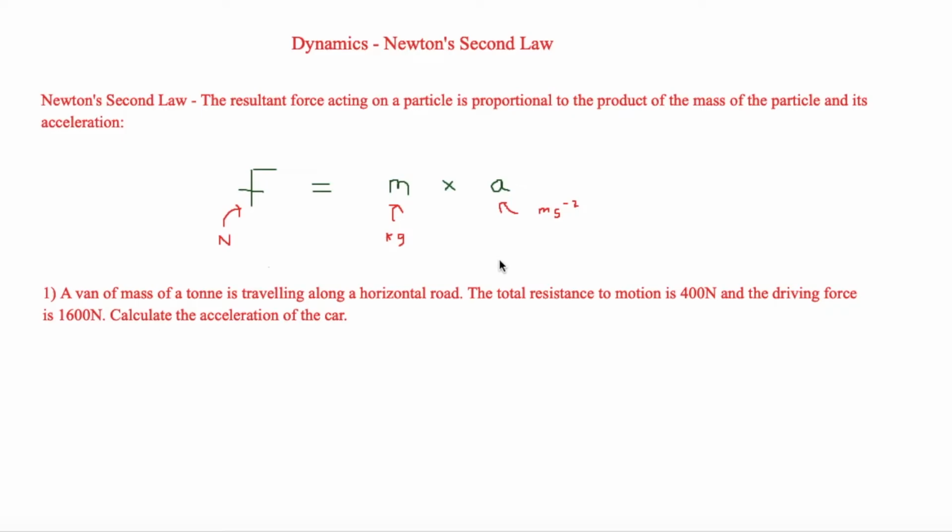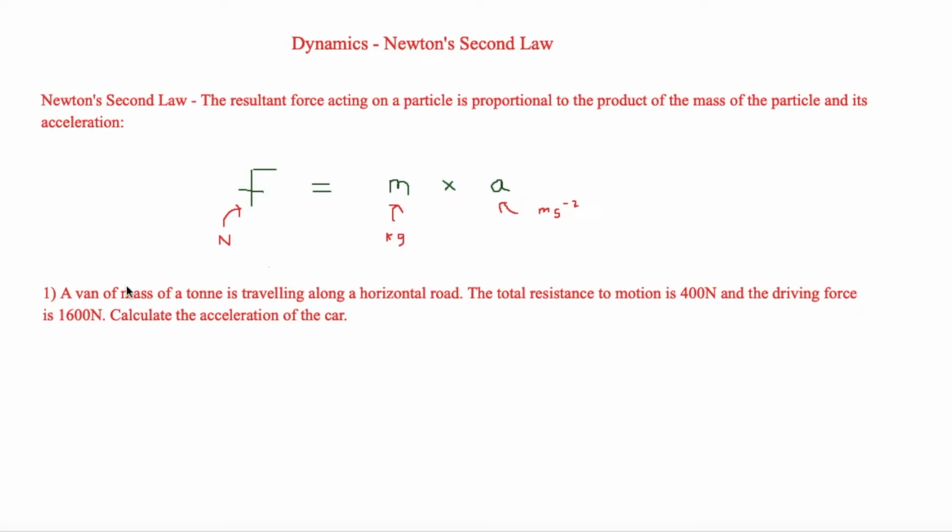This is Suvat, and in this video we're looking at dynamics and Newton's second law. Newton's second law states that the resultant force acting on a particle is proportional to the product of the mass of a particle and its acceleration. In easier terms, F, the resultant force, is equal to ma, where m is the mass and a is the acceleration. The resultant force is measured in newtons, the mass in kilograms, and the acceleration in meters per second squared.